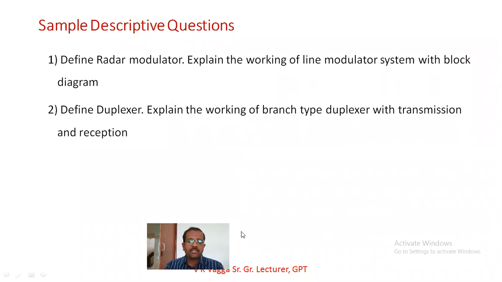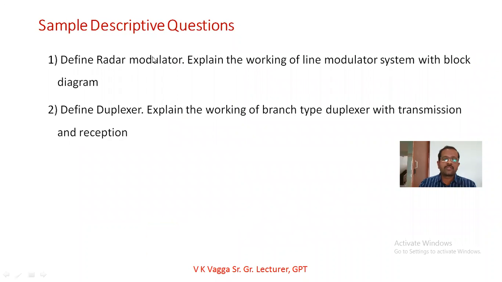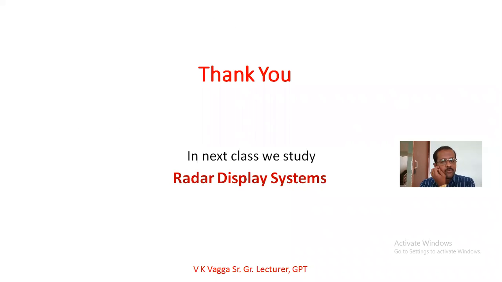If you take the sample descriptive questions on this topic, he may ask you to define the radar modulator, and he may ask you to explain the working of the line modulator with the block diagram. Another possible question is, he may ask you to define the duplexer and explain the working of the branch type duplexer with the transmission and the reception. Okay, so that is all about the modulators and the duplexer.